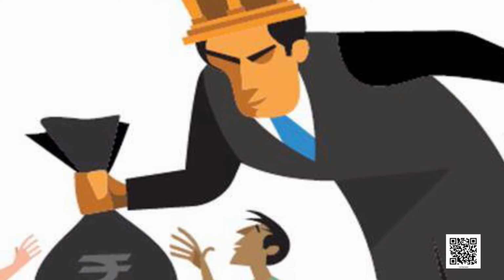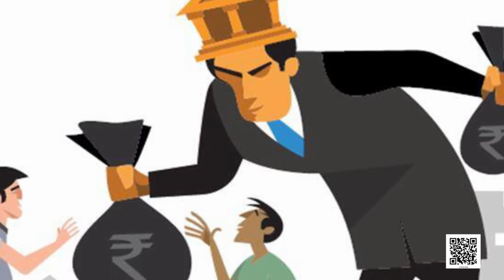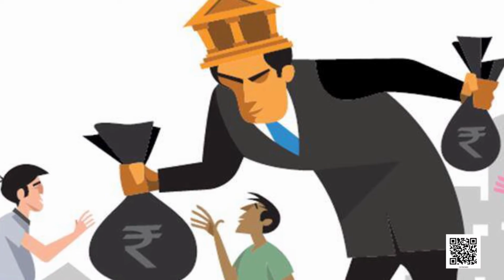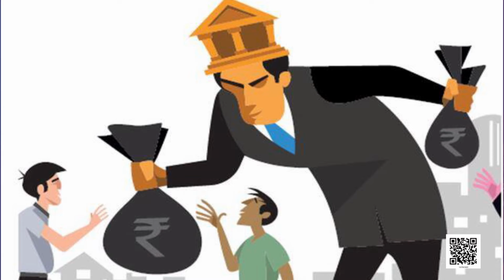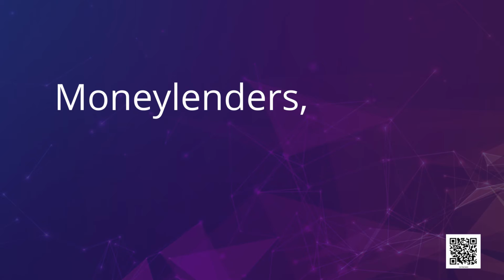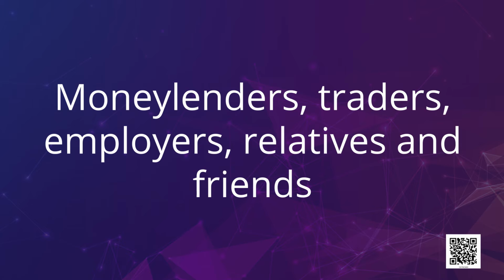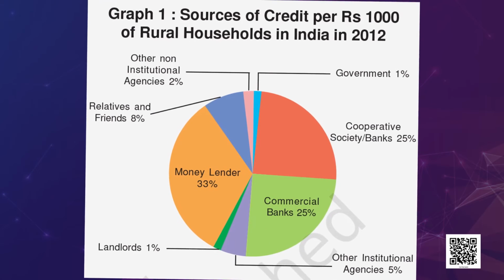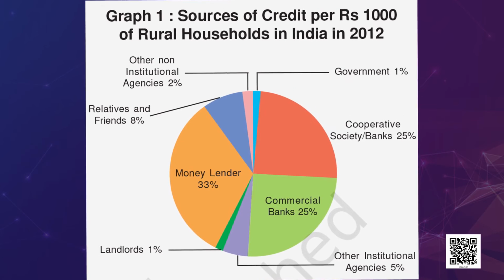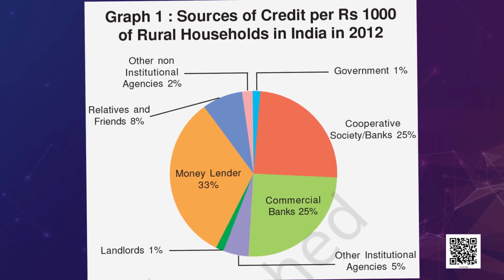We have seen in the above examples that people obtain loans from various sources. The various types of loans can be conveniently grouped as formal sector loans and informal sector loans. Among the former are loans from the banks and cooperatives. The informal lenders include moneylenders, traders, employers, relatives, and friends. In Graph 1 given in your books, you can see the various sources of credit to rural households in India. Is more credit coming from the formal sector or the informal sector?